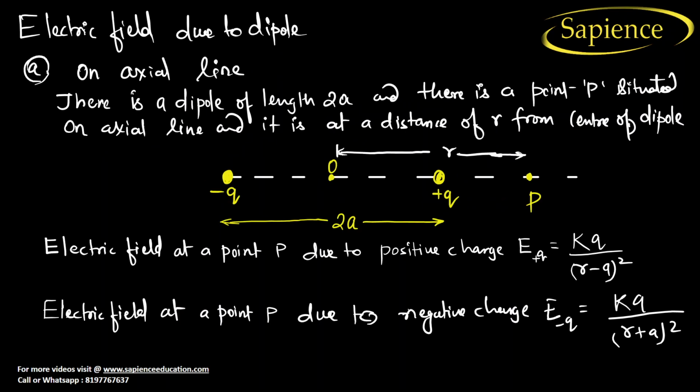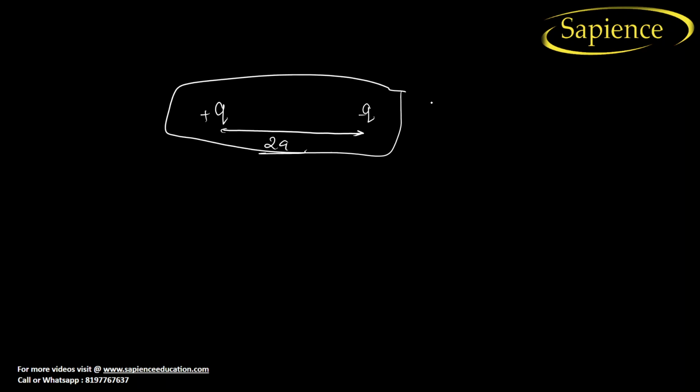Now, dear student, we need to discuss electric field due to a dipole. You know dipole means what? Again, I am telling you, dipole means two-fold. See here, let us consider there is a charge plus q and a charge minus q, separated by a distance 2a. Then this whole combination is known as a dipole.